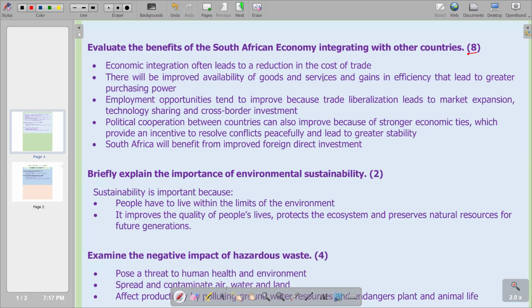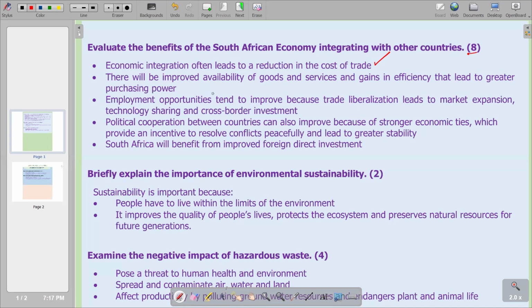So the first point is saying economic integration often leads to a reduction in the cost of trade, which is exactly as we are trying to explain, that usually there is a removal of trade barriers. So obviously the cost of trade is going to be reduced. Then you go to the second one: there will be improved availability of goods and services and gains in efficiency that lead to a greater purchasing power.